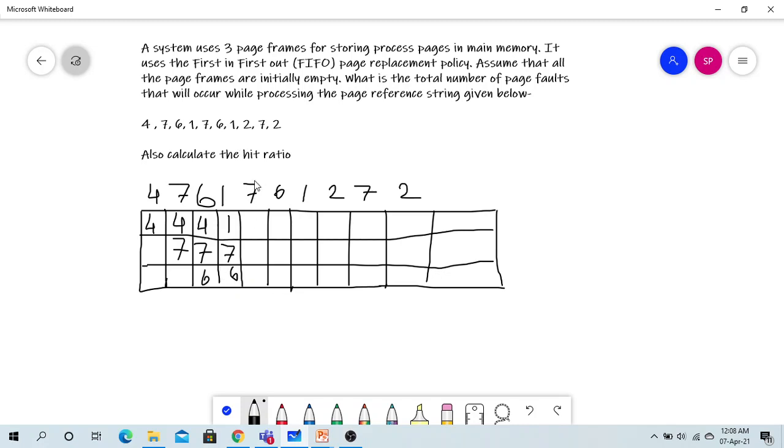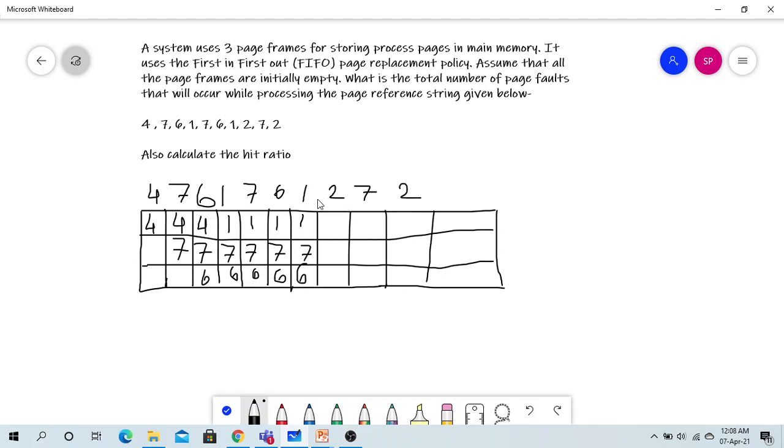Next page is page number 7. As page number 7 already exists, we will write the same sequence again, 1, 7 and 6. The next page is 6. This also exists, so the sequence will remain same, 1, 7, 6. The next page is 1. What we can find is 1 also is present in the previous sequence. So 1, 7 and 6 will remain as it is.